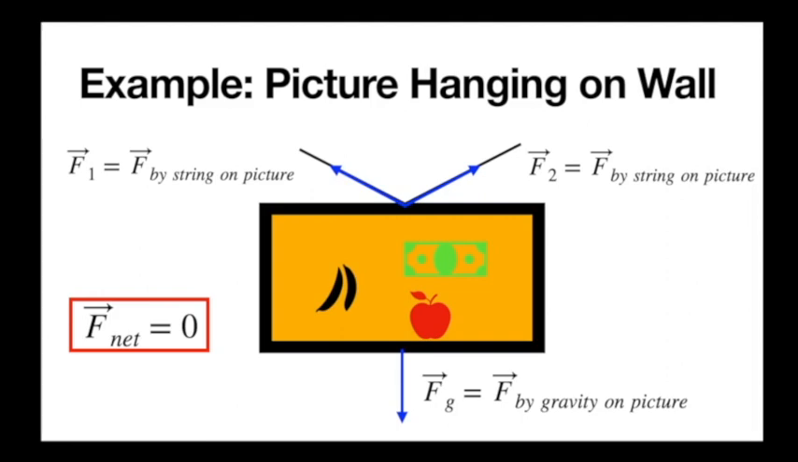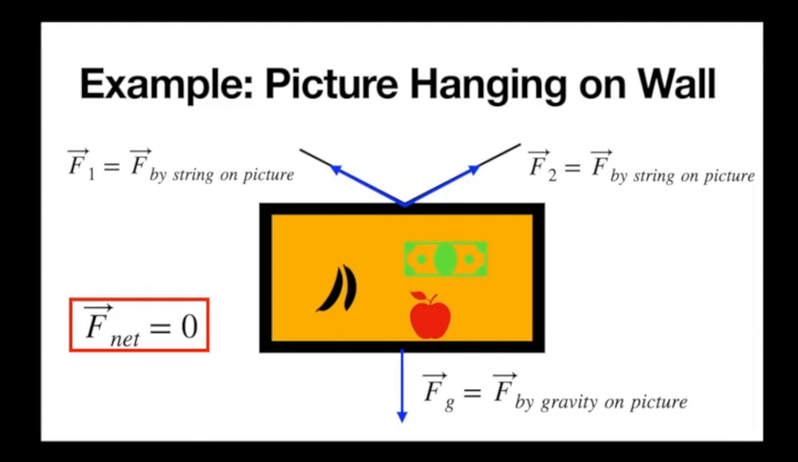So here are all the forces, and I'm labeling them F1, F2, and Fg, but we know that this one is the force by the string on the picture. Same with this one, it's the force by another string on the picture. And Fg is the force by gravity on the picture. So these are all forces on the picture.